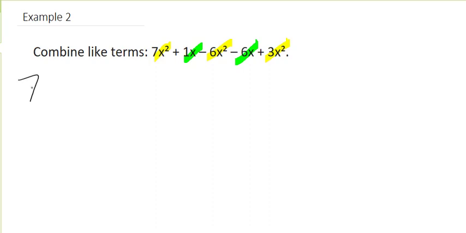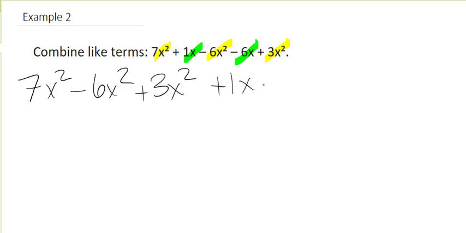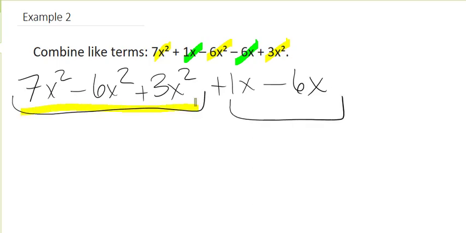So we're going to go 7x squared minus 6x squared plus 3x squared plus 1x minus 6x. So now we've just rearranged it in the order of the terms where they are like each other at the beginning, and then the ones at the end are like each other. So we're going to add these together, as this is a like term, and we're going to add these two together because these are a like term. So 7x squared minus 6x squared is 1x squared, plus the 3x squared to get 4x squared.